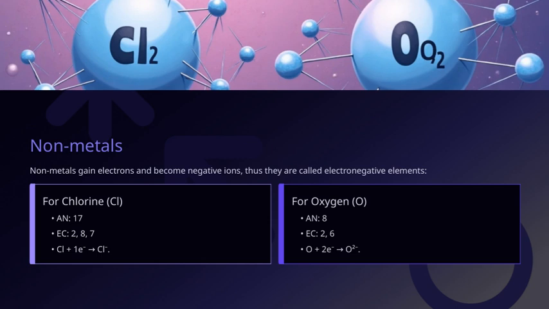Overall, nonmetals like oxygen and chlorine gain electrons, forming negatively charged ions, known as anions. This behavior is a key part of their chemical nature and explains their role in forming ionic compounds. Remember, their electronegativity drives this electron gain, making them essential players in various chemical reactions.